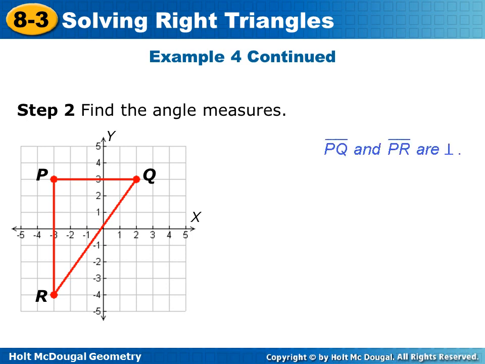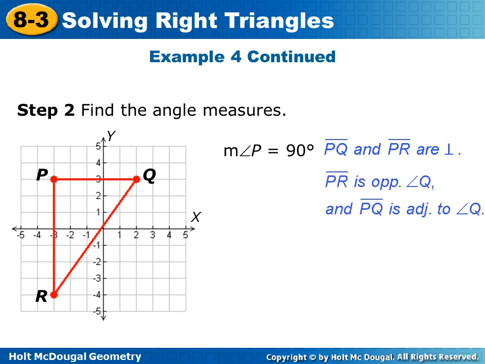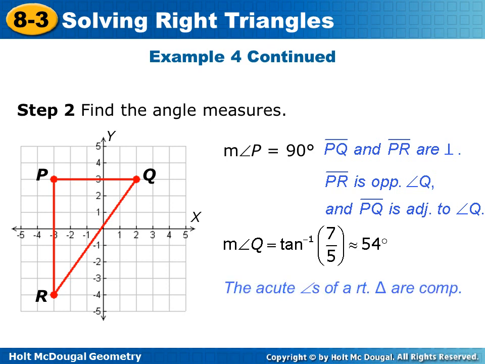Now we need to find the angle measures. PQ and PR are perpendicular, so the measure of angle P is 90 degrees. PR is opposite angle Q, and PQ is adjacent to angle Q, so we can say the inverse tangent of 7 over 5, opposite over adjacent, is approximately 54 degrees. The acute angles of a right triangle are complementary, so measure of angle R is approximately 90 minus 54 degrees, which is approximately 36 degrees.